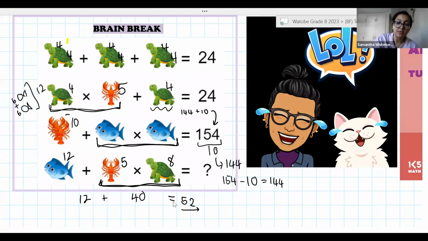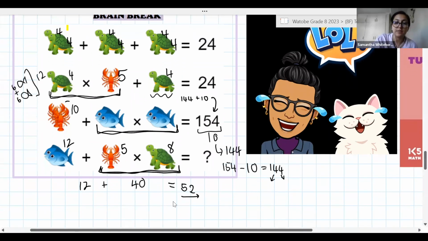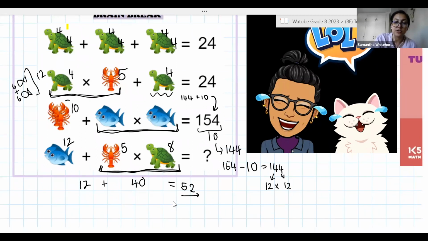And then I have to ask myself, what are the 2 same numbers I can times together to get that? And 12 times 12 is 144. So these 2 fishes together, when I multiply 12 and 12, I get 144. But then I still have to add the 10. And so 144 plus 10 is 154. Does that make a bit more sense?